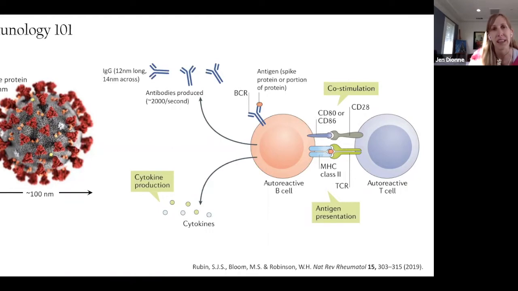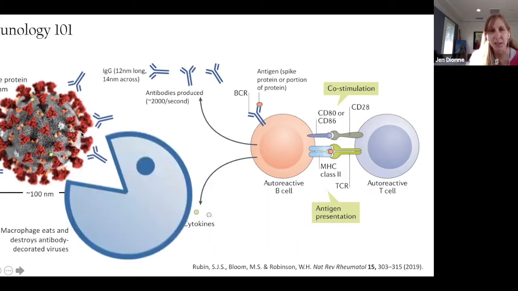It's about 12 nanometers long, 14 nanometers across. And when your body is mounting an immune response, roughly about 2,000 antibodies are produced each second. Those antibodies will then latch onto the antigen, so the spike protein. And once a virus is decorated with antibodies, macrophage cells will come and destroy the antibody-decorated viruses. So that's kind of a quick introduction to how the immune system works.